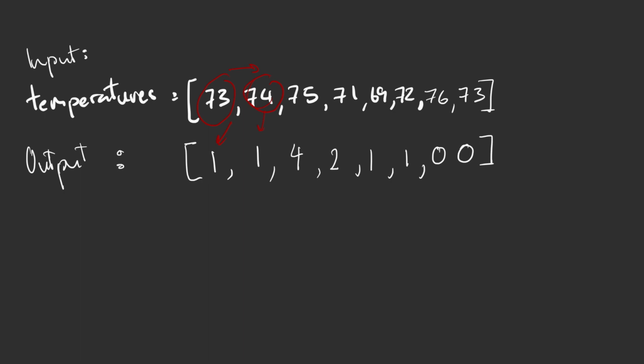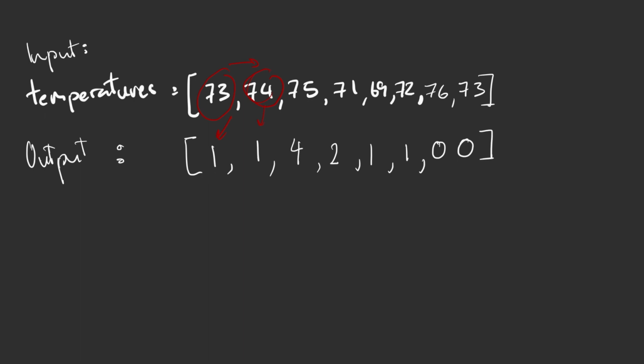And at the third day, we need to wait until 1, 2, 3, 4. So we need to wait for 4 days until we get a higher temperature. That's why we get the output as 4 here. So on and so forth. So 71 here has to wait for 2 days to get 2. And in here there's no higher temperature after this day, so the answer here is going to be 0.